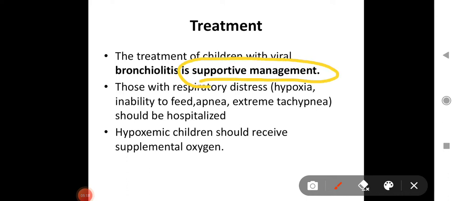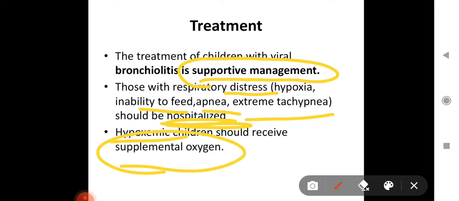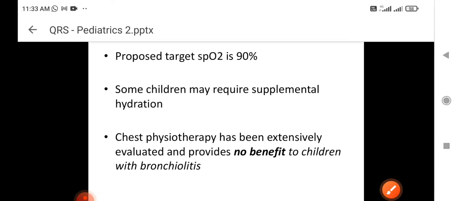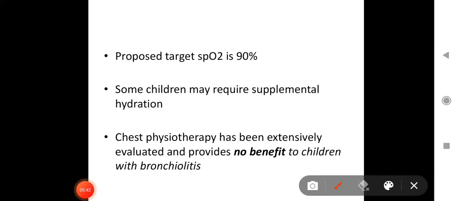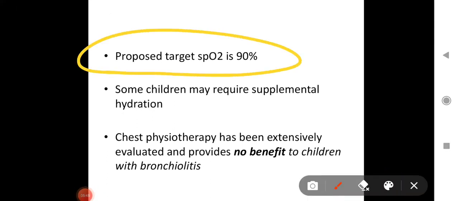Supportive treatment means you have to stabilize the vitals, and no specific treatment is available for bronchiolitis so far. Those with respiratory distress, hypoxia, inability to feed, apneic episodes, or extreme tachypnea should be hospitalized, and hypoxemic children should receive supplemental oxygen. Humidified oxygen should be given to patients you suspect to be hypoxemic. The proposed target for SpO2 was 90%. Some children may require supplemental hydration also if the patient is not feeding well.